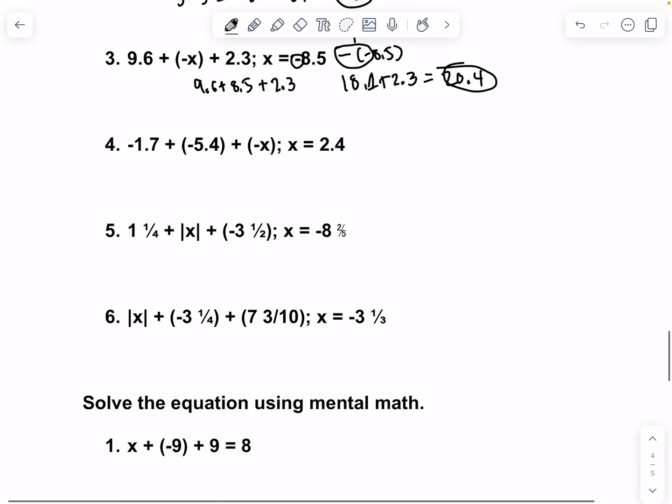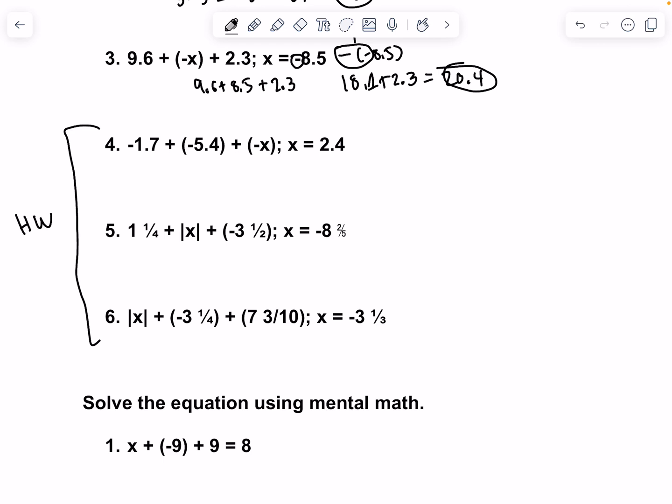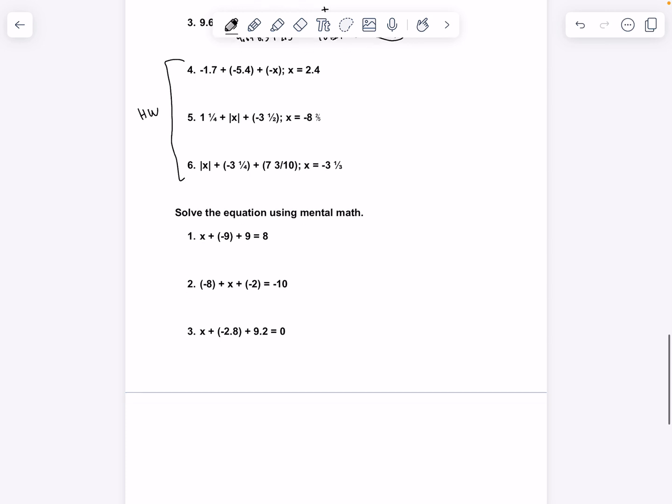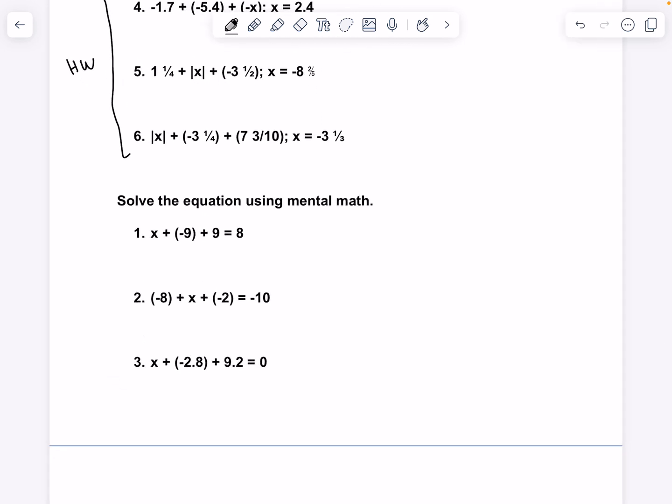The rest of these can be homework. It's more or less the same as earlier. And then I'll just do one of these.